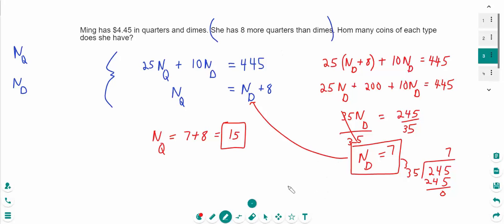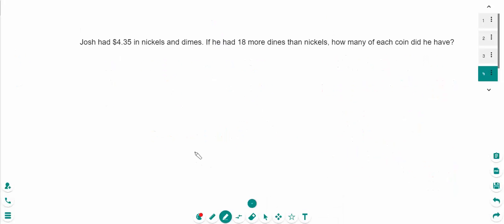And if you look at it, you can just do a quick check. Does she have 8 more quarters than dimes? Well, she has 15 quarters, and she has 7 dimes. So yeah, she has 8 more quarters than she does dimes. All right, so it's a good indication that we probably did this right. Excellent. Very good. Let's try another one.